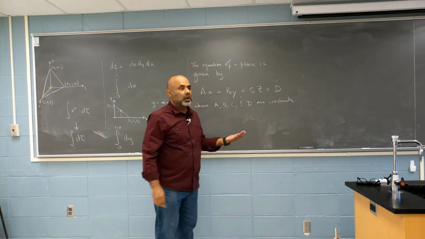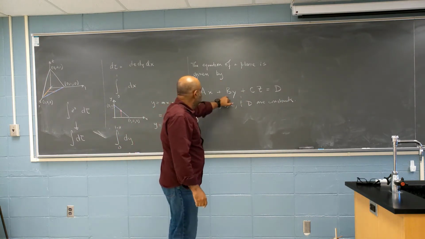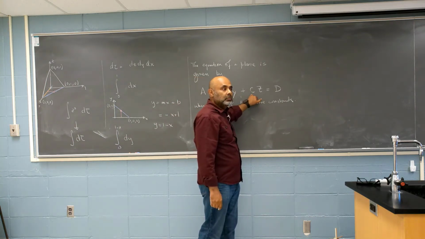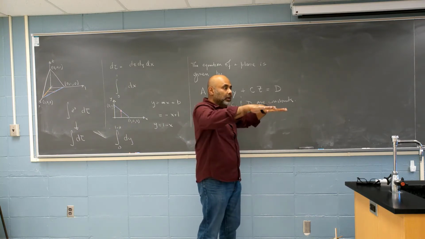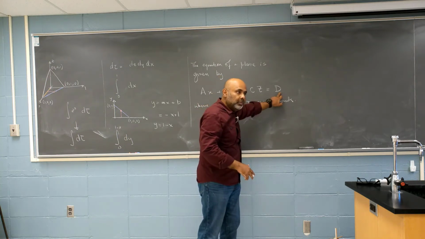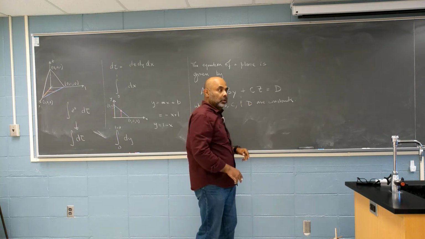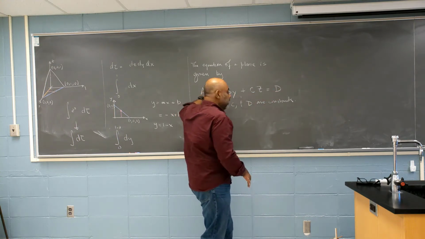In the case of the xy plane, it's z equals 0. That means a and b and d are 0, c is 1. If you want the plane parallel to xy but located at z equals 1, well, that is z equals 1. That means d is 1, c is 1, and a and b are 0. But for a more complicated angle, it's still a linear equation.